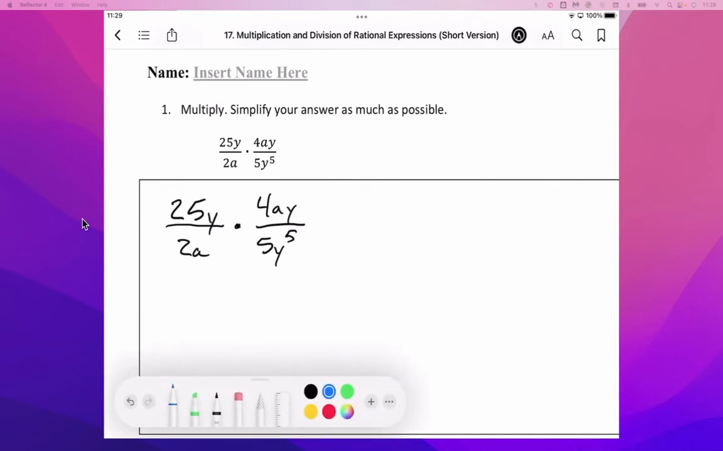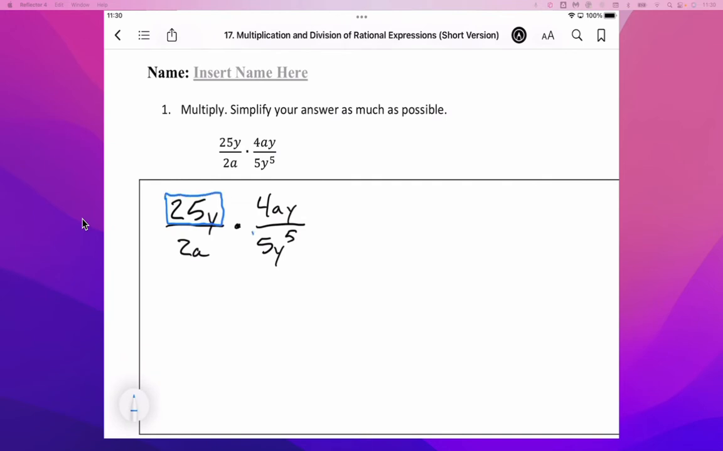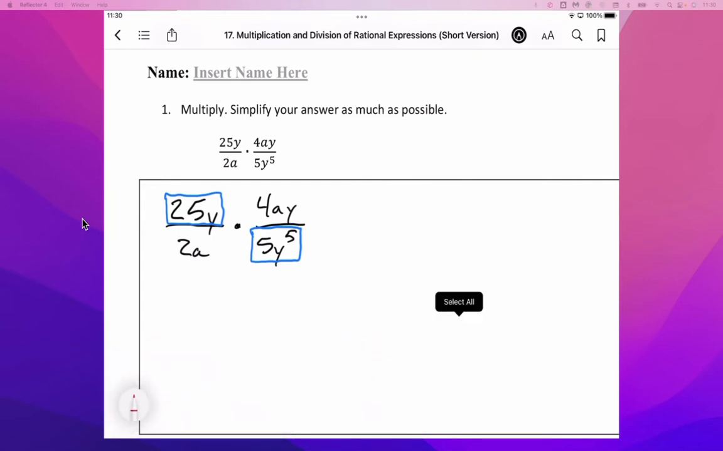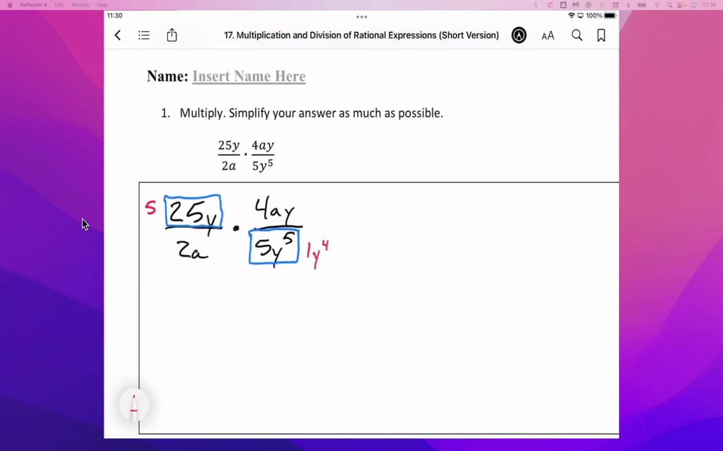And so we're going to look at 25y and 5y to the fifth and see if there's something that we could divide evenly out of them. And there is. We could divide out evenly a 5, which would make this a 5, make this a 1. And they both share one y. So we could divide a y out of both of them. So that would leave no y's in the 25y. And that would leave y to the fourth instead of y to the fifth.